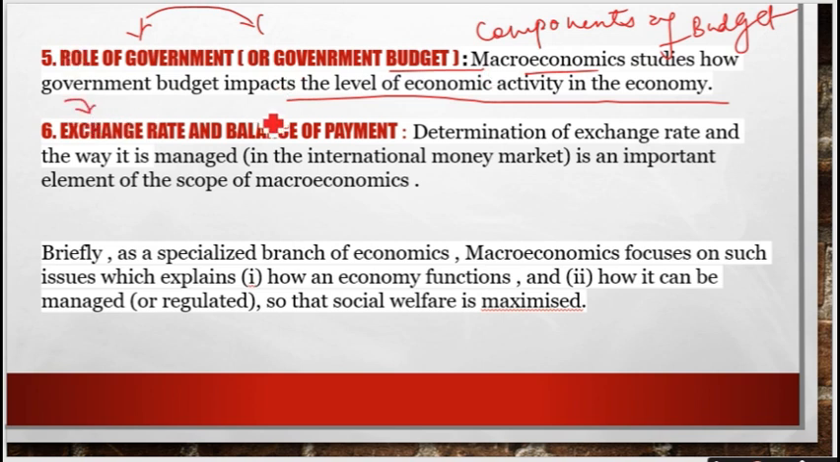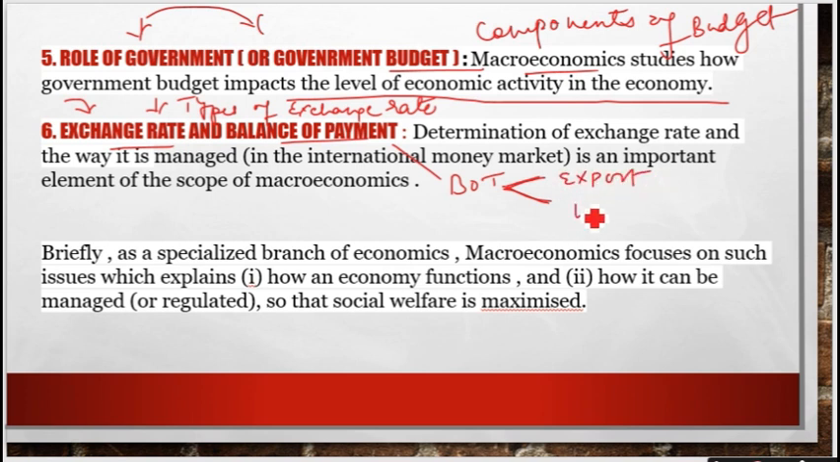Now next point is exchange rate and BOP. So macroeconomics में आप exchange rate के बारे में पढ़ेंगे. Exchange rate क्या होता है? What are the different types of exchange rate? How exchange rate is determined? Balance of payment क्या होता है? Under balance of payment we have one more term, BOT, that is balance of trade, which is basically a statement of our export and import. So we will be learning all of that under macroeconomics.